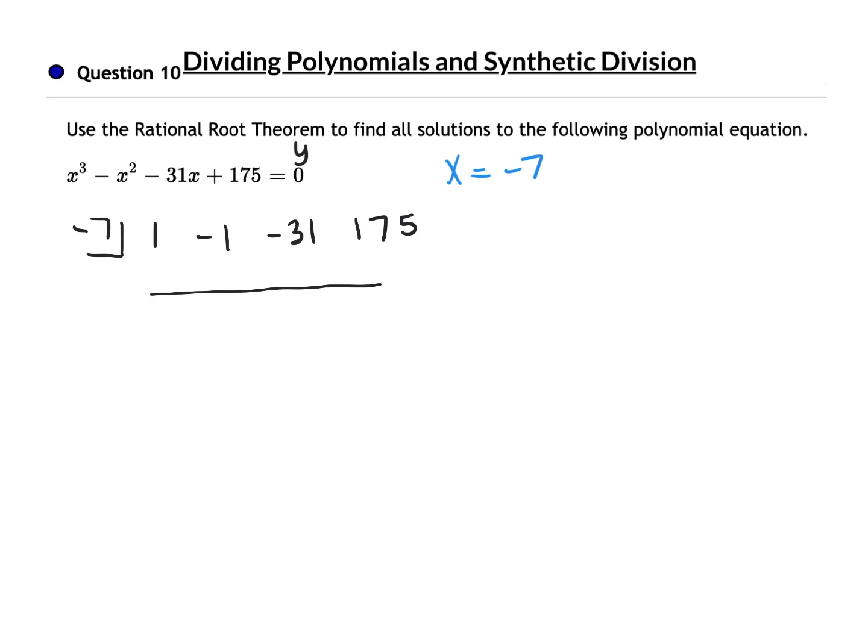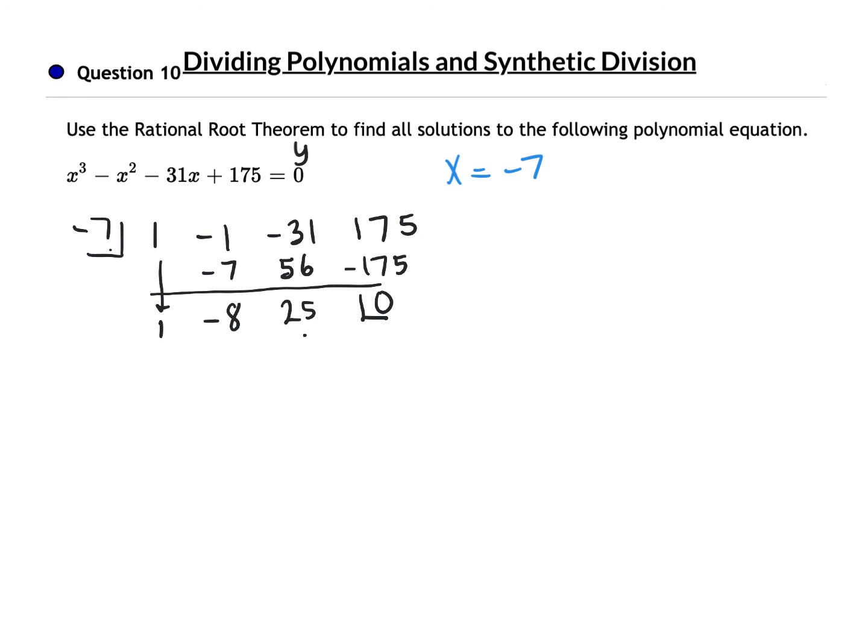And we draw our line, and we bring down the 1, and we multiply. 1 times negative 7 is negative 7. And we add, we get negative 8. We multiply, we get positive 56. And then we add negative 31 and 56, make 25. And then we multiply 25 and negative 7, and we get negative 175. Looks good. We get a remainder 0. So we know that negative 7 is a 0.